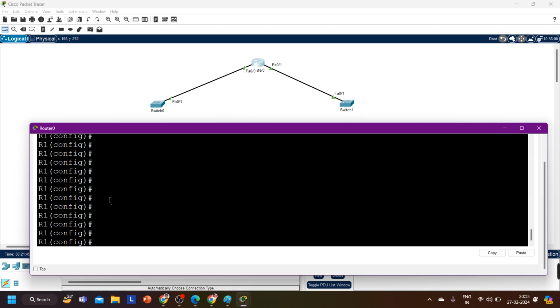Then we come up with subnetting, right? So why did we come up with subnetting? To divide a large network into smaller networks. With the help of subnetting, what are we doing? We are converting host bits into network bits.